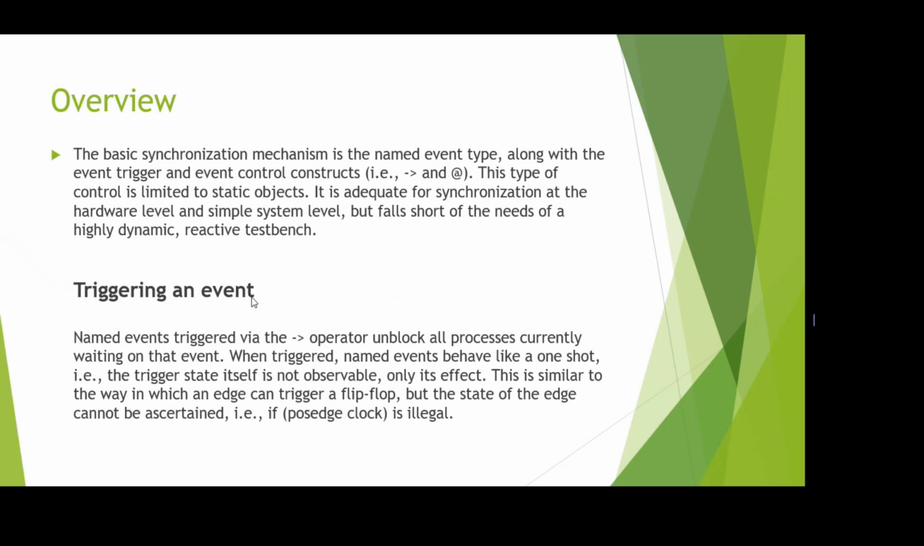Triggering an event indicates that task one is done. How can you indicate it? By using the triggering event. You can use this arrow operator to trigger the event. When triggering happens, it behaves like a one-shot, one-pass behavior. It is a blocking trigger, and it blocks until the completion of the task.